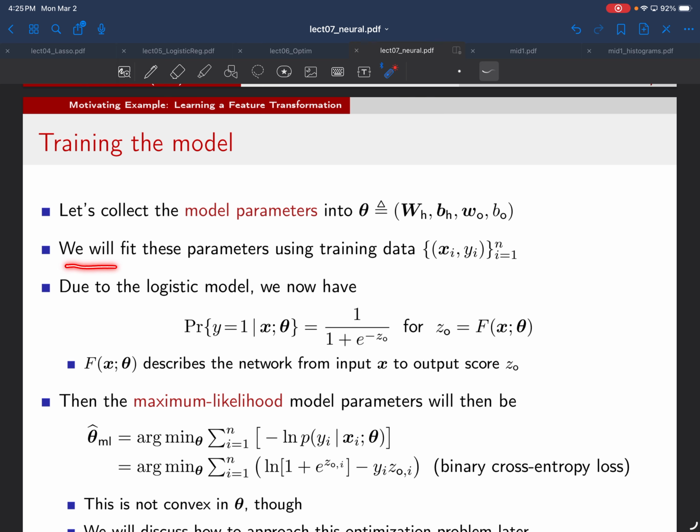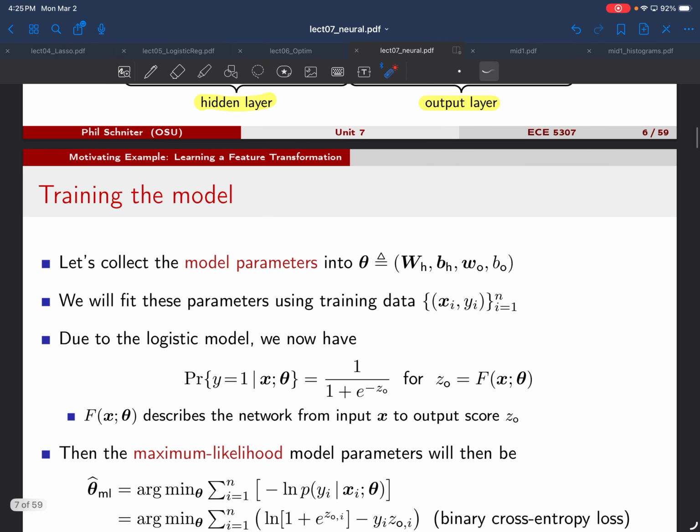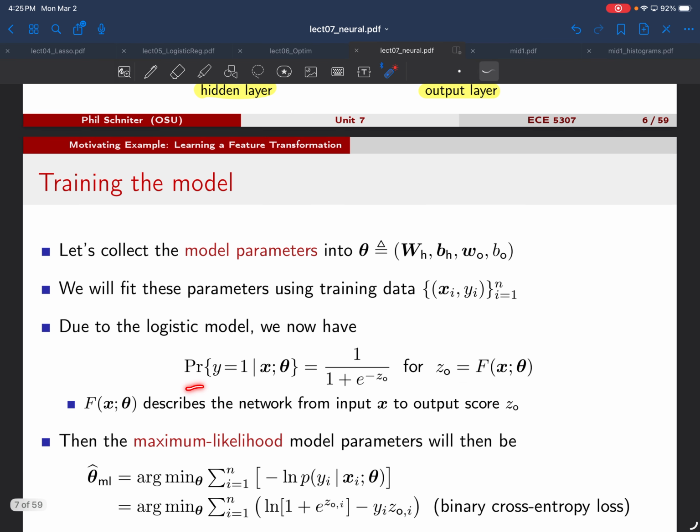And as always, we need to fit these parameters with our training data. We have n samples. As always, these are now binary. These are two-dimensional feature vectors. And essentially, you could say we're doing logistic regression. That is in fact how we trained it. We trained it according to logistic regression. So essentially we're using this model which has our logistic sigmoid. The probability that y equals 1, given the input feature and all our parameters, is 1 over 1 plus e to the minus z.